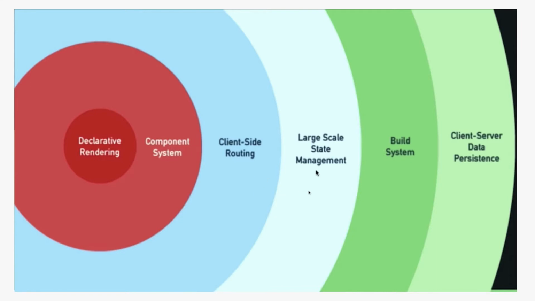You have to use our large-scale state management solution, our build system, etc. React's solution is to say, well, I'm going to give you this red circle, and it's up to you to figure out how you want to handle all of these other elements. There's a bunch of different solutions and options. Choose which one works. And of course, there's a lot of inconsistency from React codebase to React codebase.